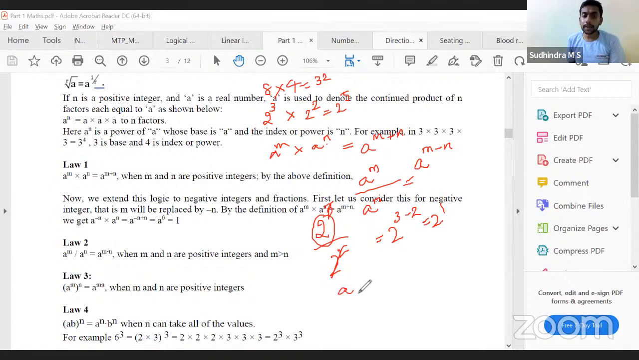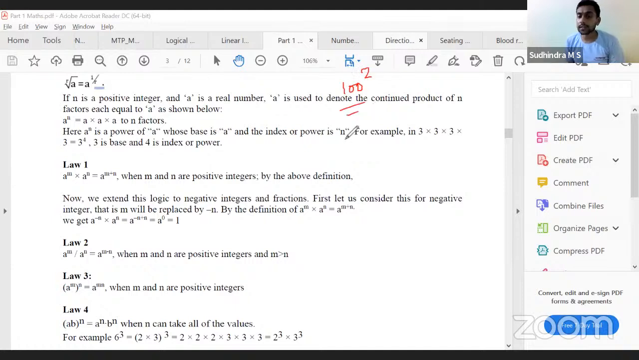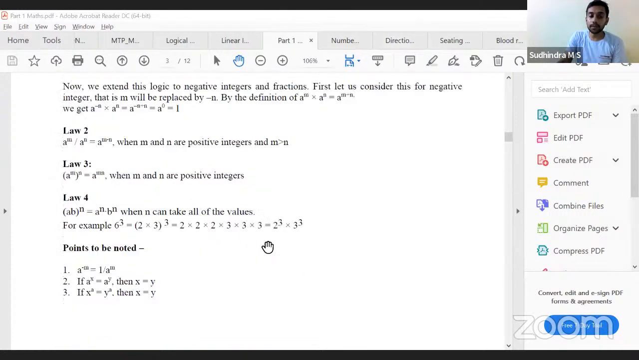Similarly, ab to the power of n, break open the bracket, is a to the power of n into b to the power of n. That is, 6 square can also be written as 2 square into 3 square. That's all. That is what we are doing here. So 100 square can also be written as 20 square into 5 square, or 10 square into 10 square. So we are just breaking open the brackets. ab to the power of n is equal to a to the power of n into b to the power of n.